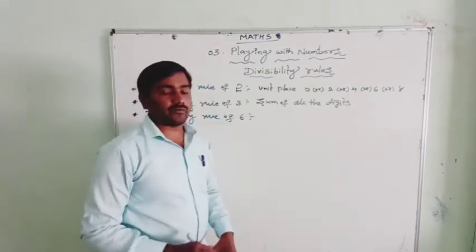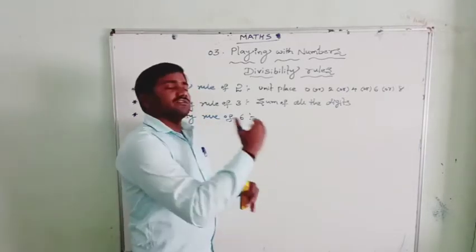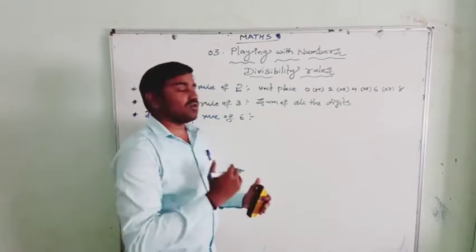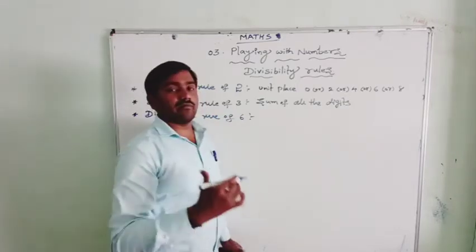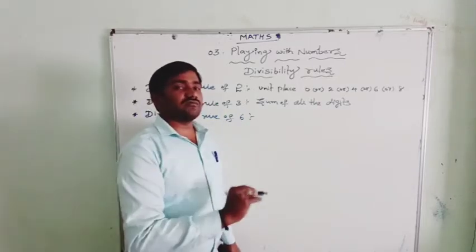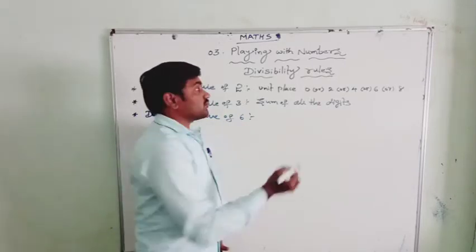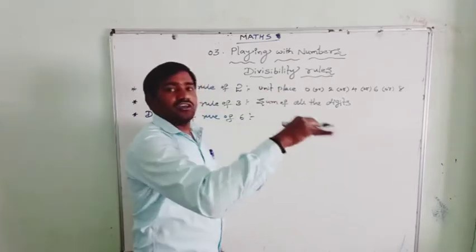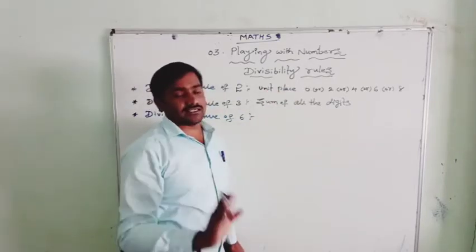Divisibility rule of 6 now. I will tell you the divisibility rules of 4 and 5 also. If you learn in this way, you can remember in a very easy way. So, what is the divisibility rule of 6? If a number is divisible by 2 and 3 both, then the number is divisible by 6.